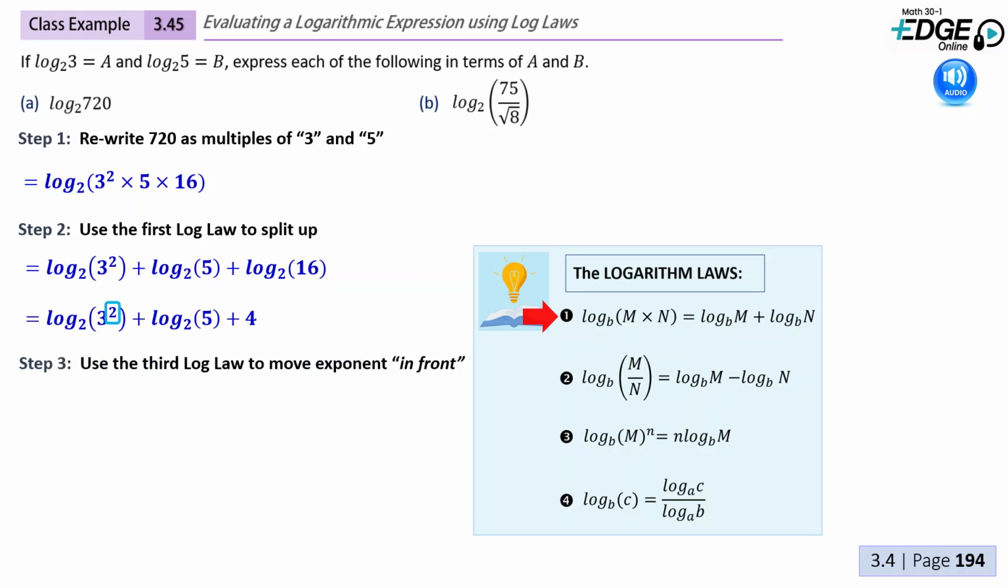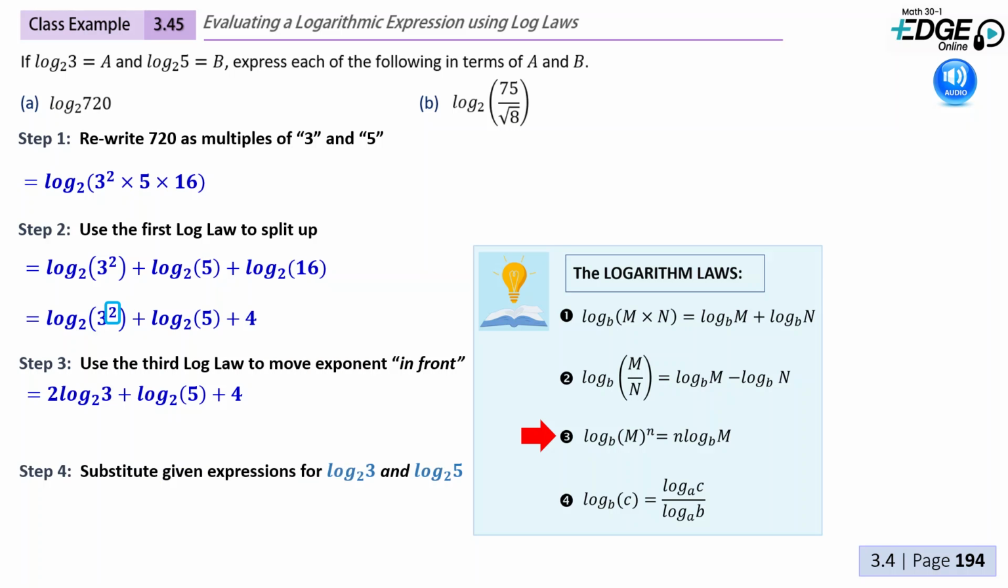Now we're going to use the third log law to bring that exponent down in front. And now we're going to use our key that was given in the original question. We're going to substitute given expressions for log base 2 of 3 and log base 2 of 5. So log base 2 of 3, we know is really a. And log base 2 of 5, well, that's really b. So this expression can just be written as 2 times a plus b plus 4.